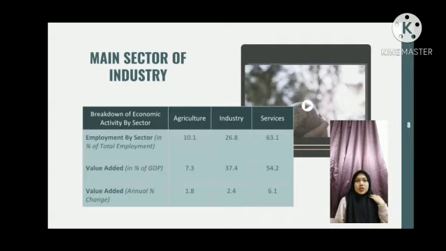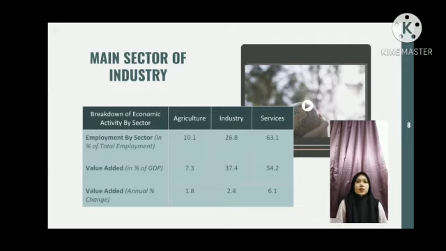Now I'm going to proceed with the main sectors of industry based on the table. Agriculture employed 10.1% of Malaysians in 2020 and contributed 7.3% of GDP. Malaysia is the second main producer of palm oil and tropical wood and the fifth largest exporter of rubber. Malaysia has successfully developed its economy based on raw materials and has significant reserves of oil, gas, copper, and bauxite.